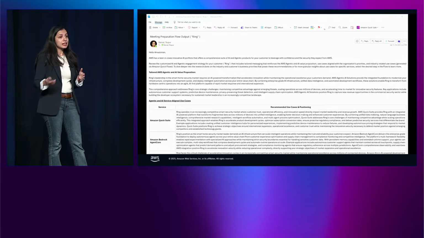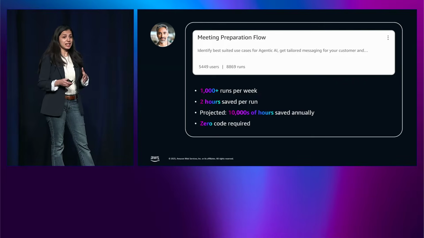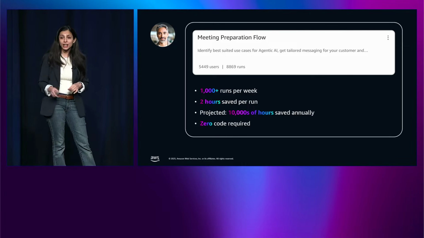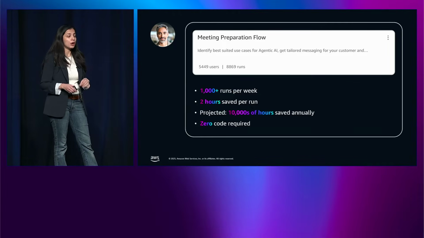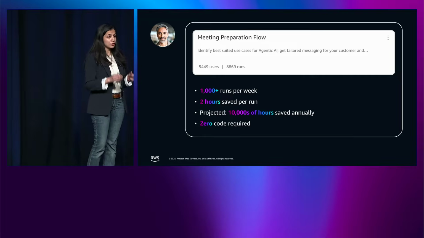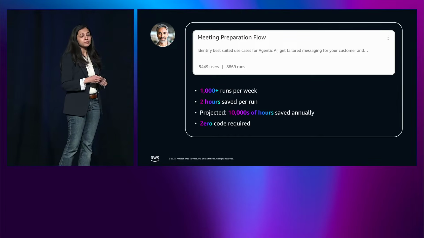In essence, flows like these, in fact this specific flow, are being run thousands of times every week, and each run is saving these teams 2 hours. This team is on track to save tens of thousands of hours annually with just this one flow. If you don't believe me, Arush is at the back. You can catch him after this.